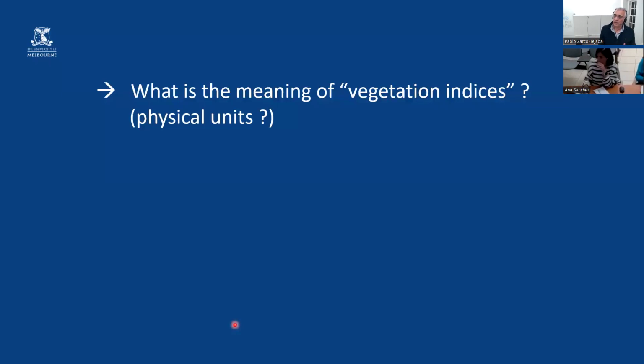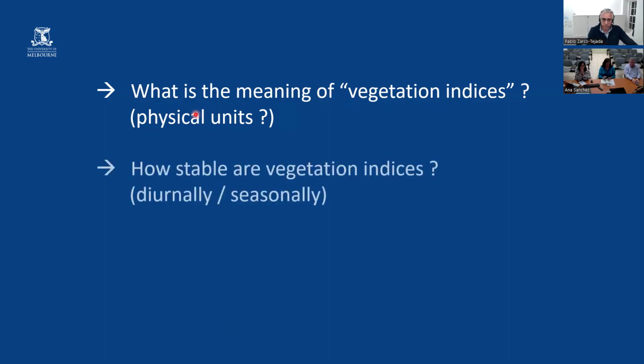But the problem is, what is the actual meaning of vegetation indices? If we know that NDVI is 0.7, what does it mean? They don't have physical units. So they are normalized or non-normalized ratios, and they are not referring to anything based on the actual physics of the radiation-vegetation interactions. How stable are they?